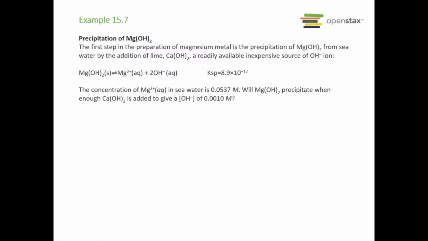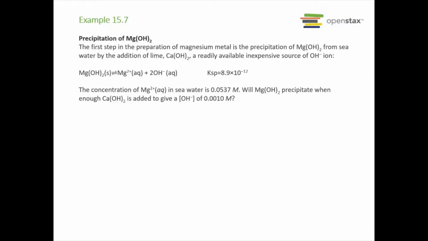So let's look at an example. The first step in the precipitation of magnesium metal is the precipitation of magnesium hydroxide from seawater by the addition of calcium hydroxide, a readily available, inexpensive source of OH-. And so we're given this reaction there. The concentration of Mg2+ in seawater is that. Will it precipitate when enough calcium hydroxide is added to give an OH- of 0.0010 molar?